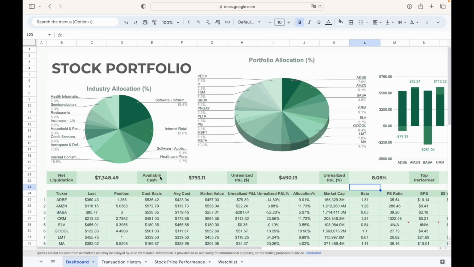That concludes how I manage and track my stock investment portfolio using this spreadsheet. This tool has proven to be incredibly useful in helping me make informed decisions regarding fund allocation within my portfolio.